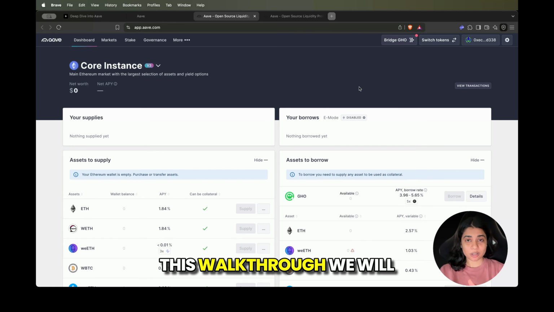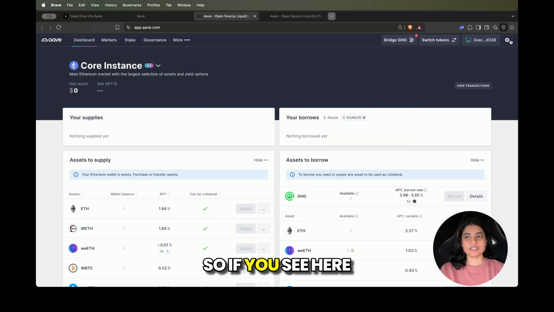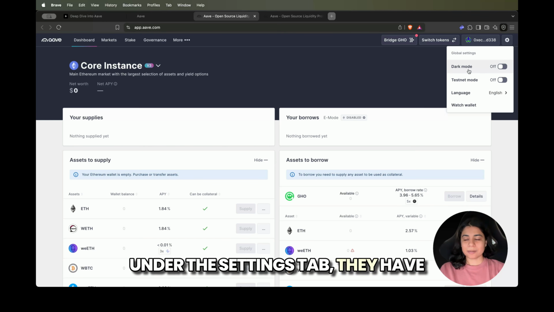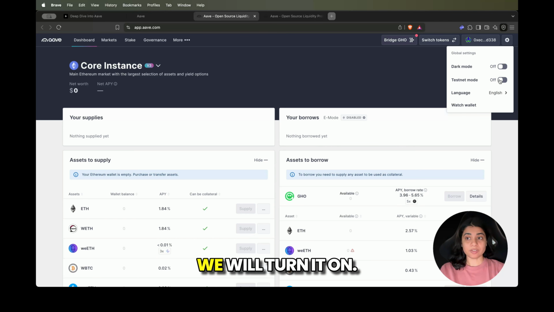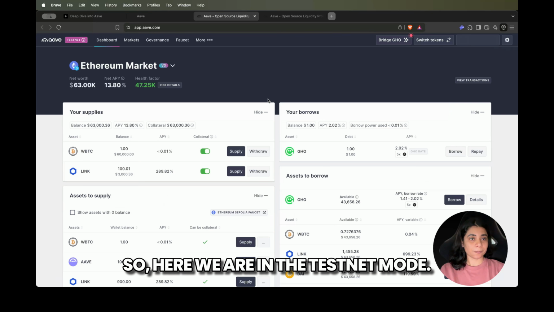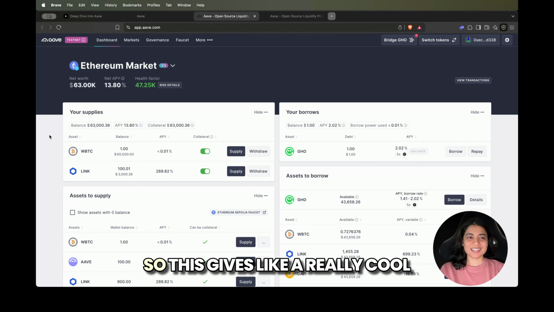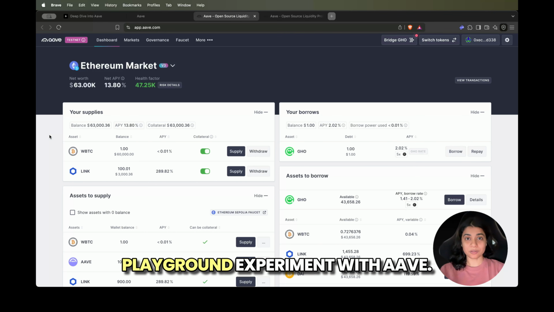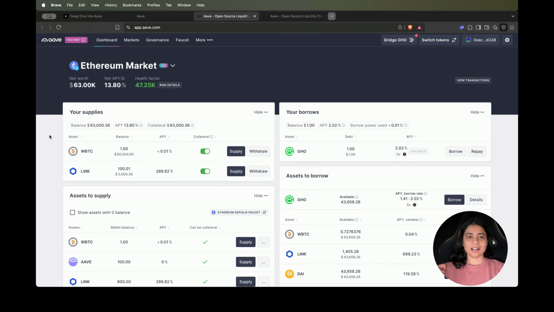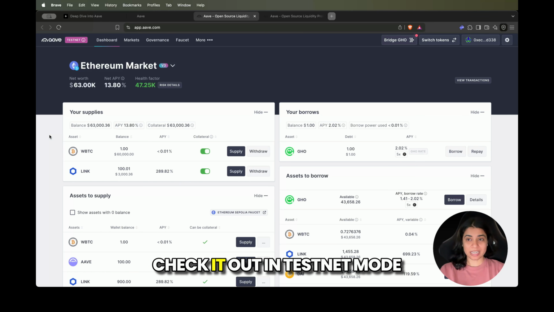For this walkthrough, we will see it in test mode. We don't have to spend real money. Under the settings tab, they have something called testnet mode. We will turn it on. So here we are in the testnet mode. Everything we do here is not real money and we can just play around with it. This gives a really cool playground to experiment with Aave. I recommend you guys to definitely check it out in testnet mode.